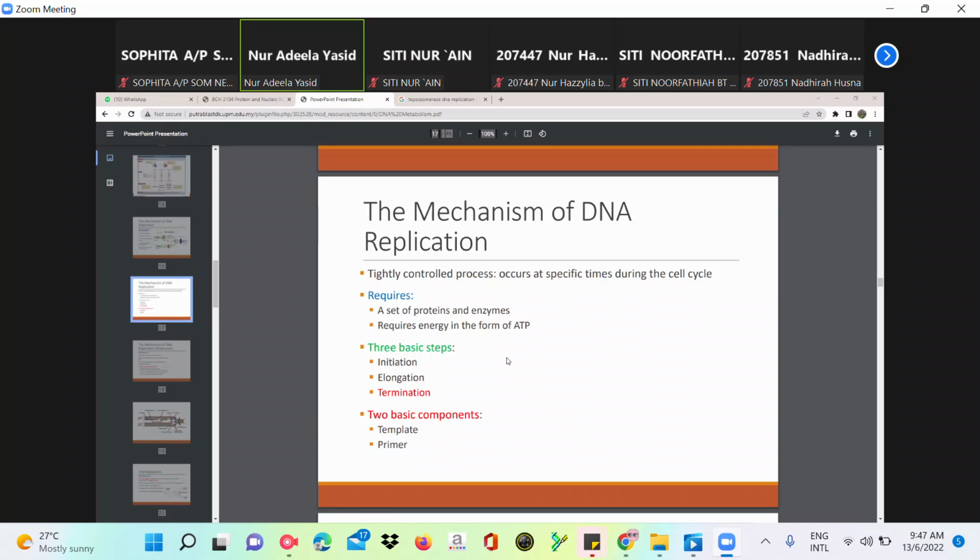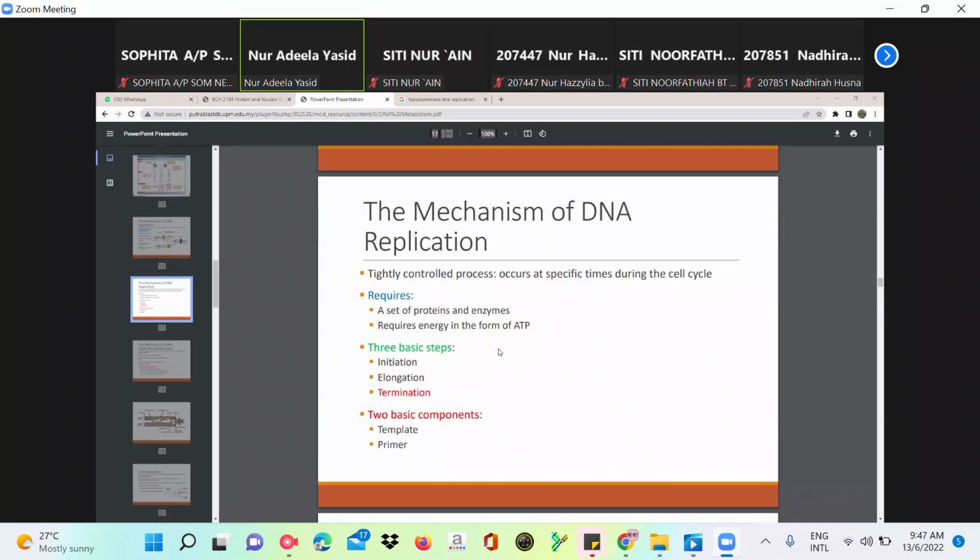Okay, the mechanism of DNA replication. It's a tightly controlled process. It occurs at specific times during the cell cycle. It requires a set of proteins and enzymes. It requires energy in the form of ATP. So there are 3 basic steps: initiation, elongation, and termination. And one of the most important basic components needed in order to perform replication is template and primer.